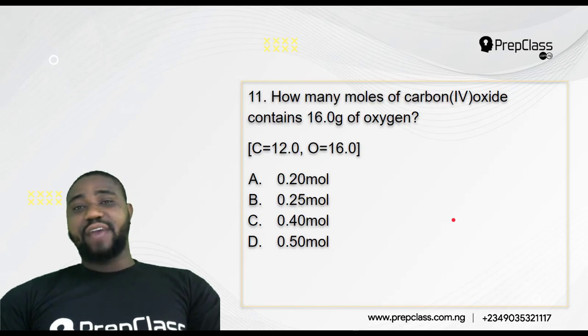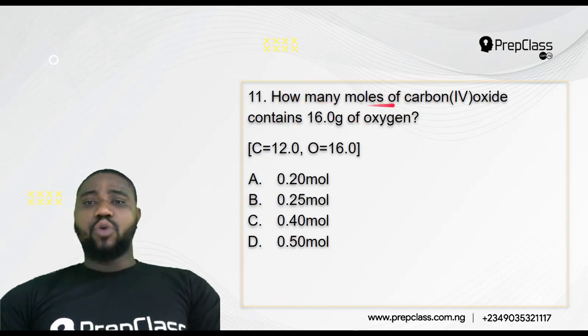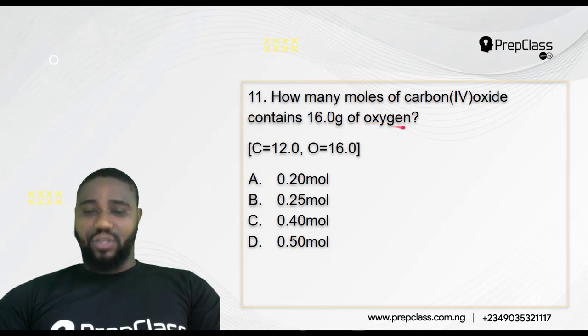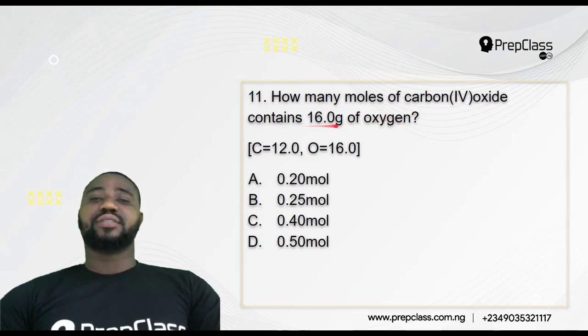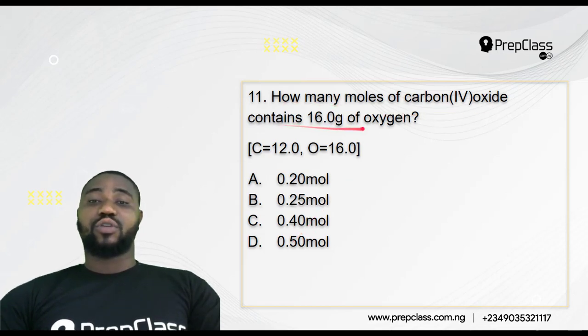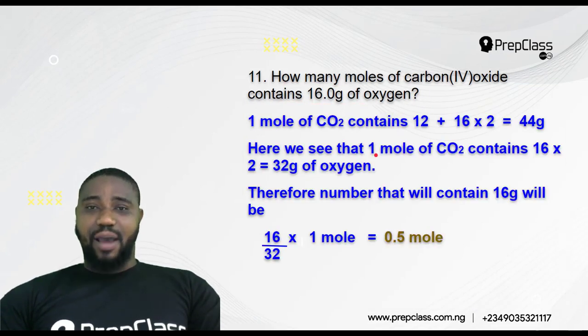Now, question 11 says, how many moles of carbon dioxide contains 16 grams of oxygen? They've given us the atomic masses: carbon 12, oxygen 16. Is it 0.20 mole, 0.25 mole, 0.40 mole, or 0.5 mole? How many moles of carbon dioxide contains 16 grams of oxygen?